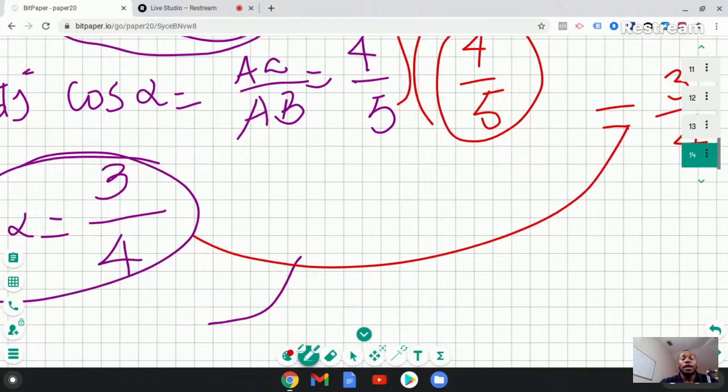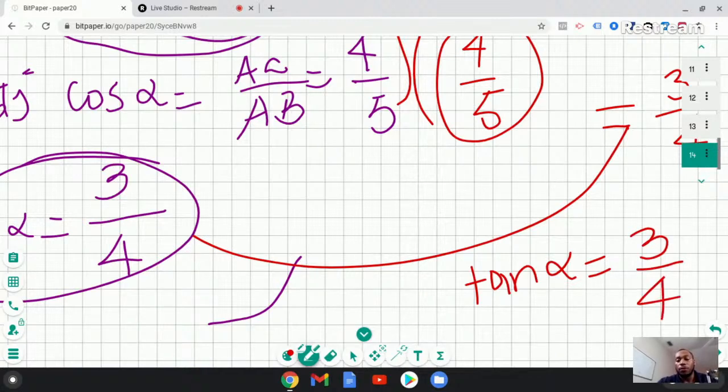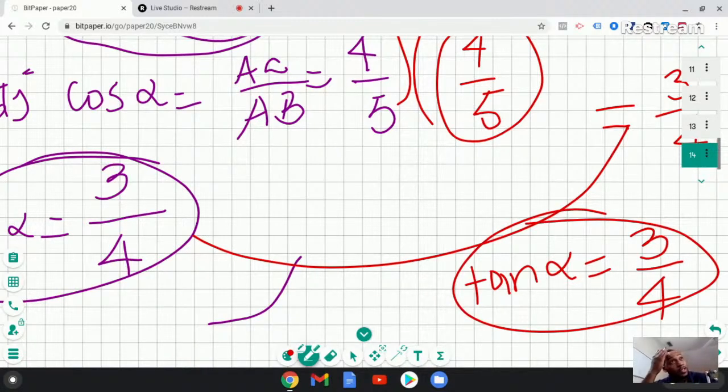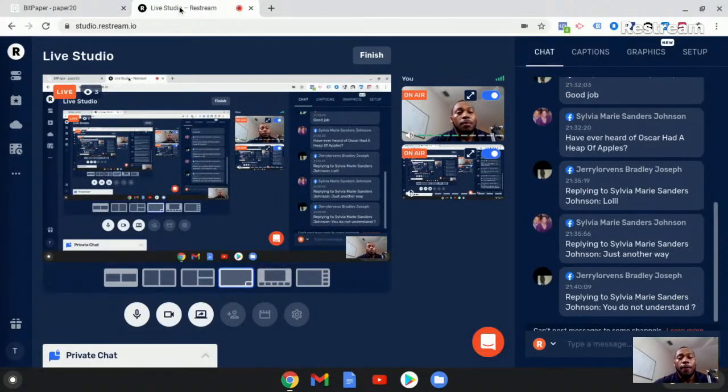Now, yeah, so tangent of alpha is equal to 3 over 4. And that's the easiest way to find it. So hopefully that clarifies the questions for you, Susan. Hopefully that clarifies this for you. And if you have any more questions, you can either ask us in the group or via email, however you would like to.